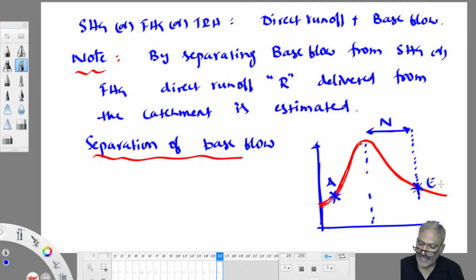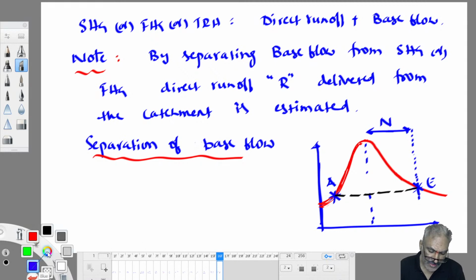Point E is the end of direct runoff, point A is the beginning of direct runoff. If you join both of these points by a straight line, then that straight line separates base flow from the direct runoff. So this is called the straight line method of separation. This part of the runoff is called base flow then.